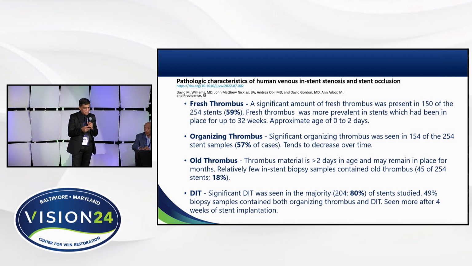59% had fresh thrombus, which could be present in stents placed up to 32 weeks, and the approximate age of this thrombus was 0 to 2 days. Organizing thrombus was seen in 57% of the cases, and it tended to decrease over time. Old thrombus, which is thrombus material greater than 2 days of age, was seen in relatively few stents, 18%. The most common was DIT, diffuse intimal thickening or intimal hyperplasia, seen in 80% of the stents. However, 49% of the samples did contain both organizing thrombus and DIT, and this was seen more after 4 weeks of stent implantation.